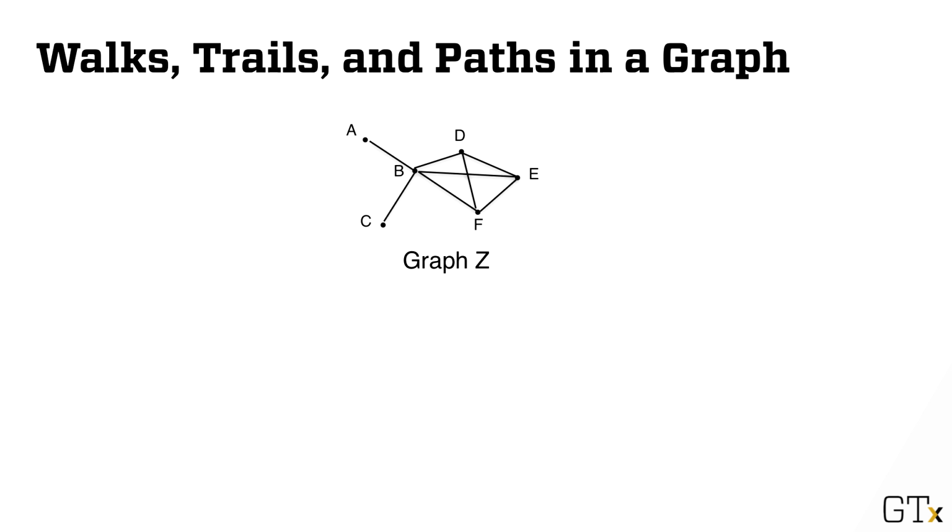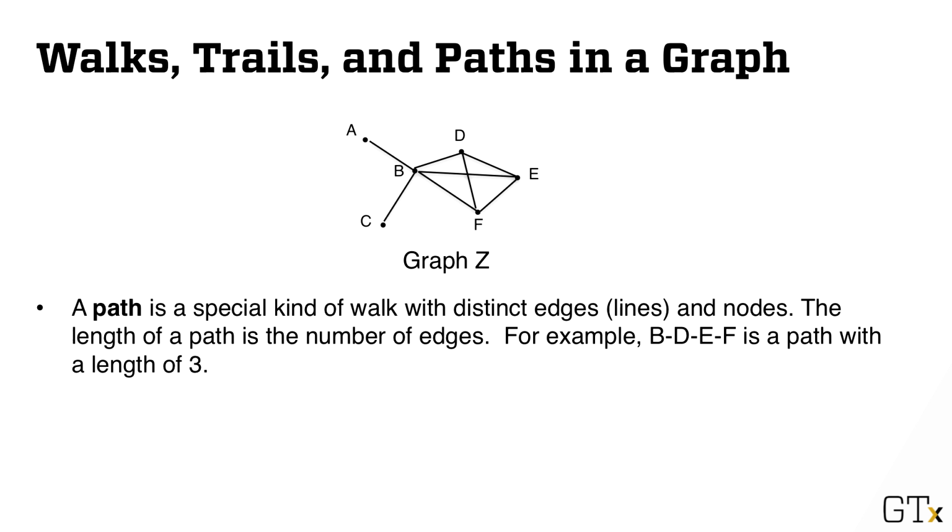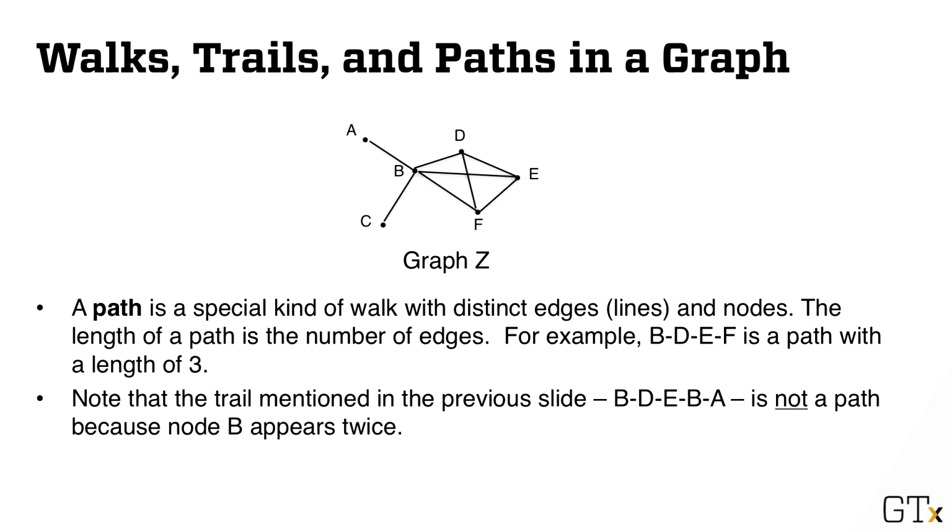Finally, we are going to look at this concept of paths. So, a path is a special kind of walk with distinct edges and distinct nodes. So, essentially you cannot repeat a line and you cannot repeat a node in a path, and the length of a path is the number of edges. So, in this example, B, D, E, F is a path and that has 3 edges. So, its length is 3. Note that the trail that I mentioned earlier in the previous slide, B, D, E, B, A, is not a path because node B appears twice.